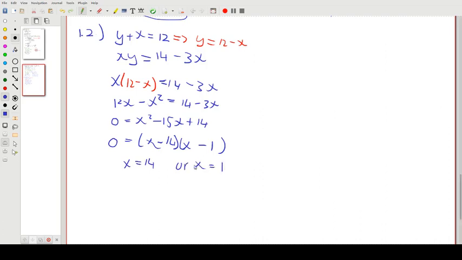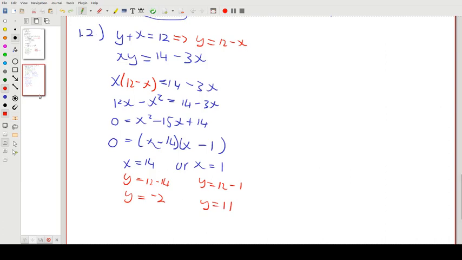So there's half the question done. Now we need to find the corresponding y values. So we'll say y equals, when x is 14, we've got y equals 12 minus 14, which gives us y equals negative 2. And when x is 1, we've got y equals 12 minus 1, so y equals 11.